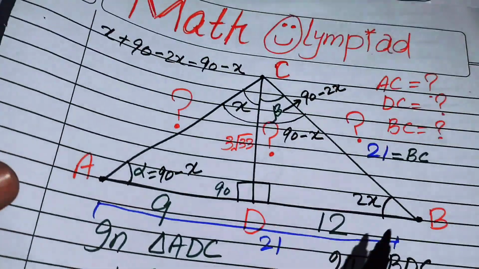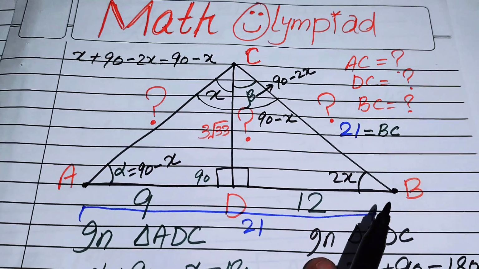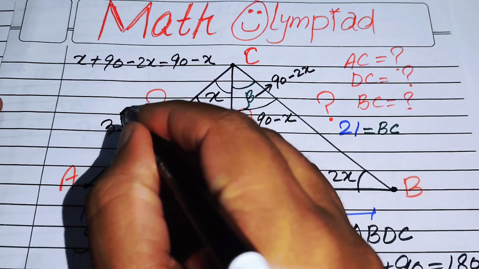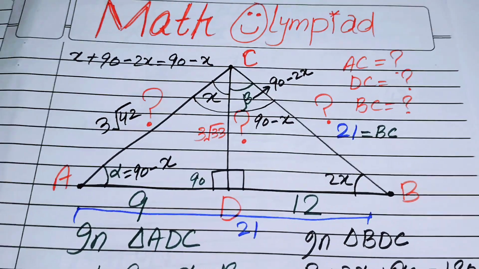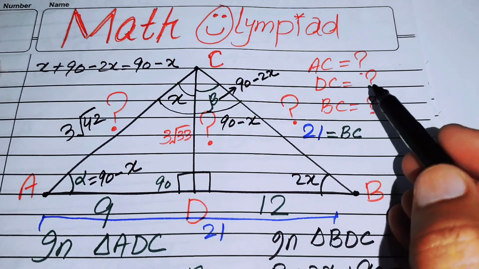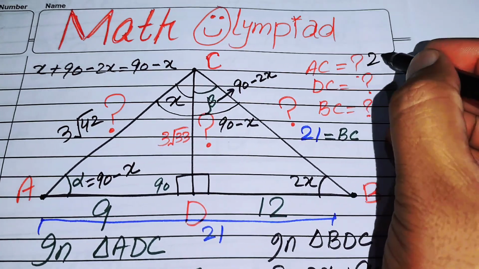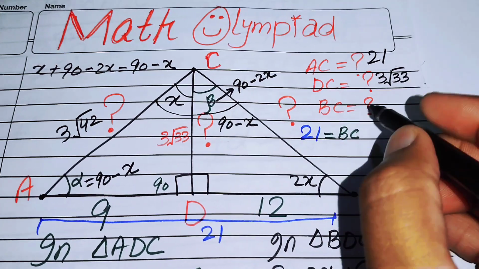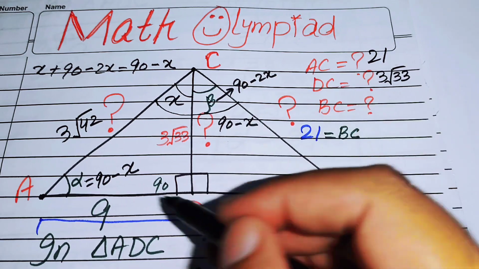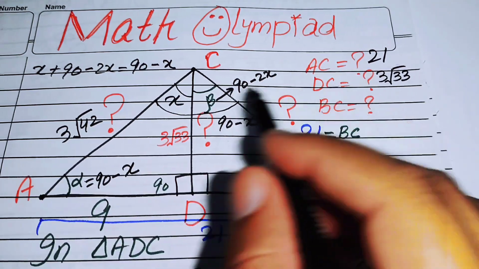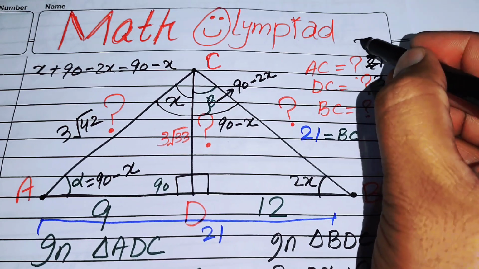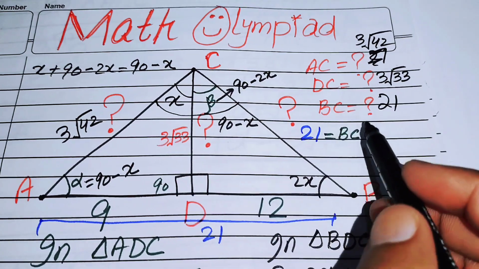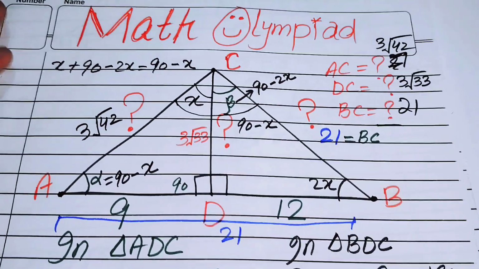So now we move to our right triangle. Here the value of this side is 3 times square root of 42. So finally, the side AC is equal to 21, and the side DC is equal to 3 times square root of 33, and the value of AC is, sorry, this is the value of AC and it is 3 times square root of 42, and the value of BC is 21. So these are the three sides of this question, and this is our final answer.